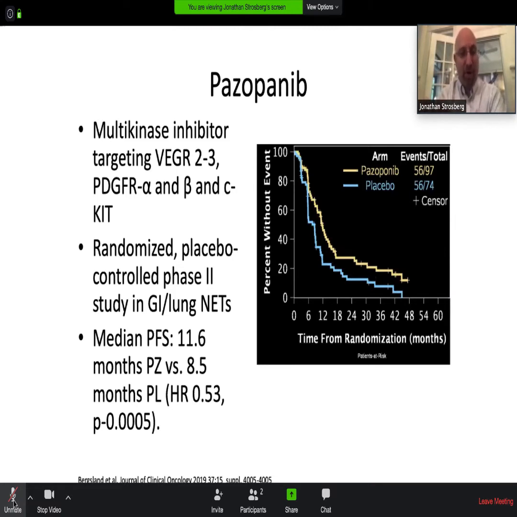It's a relatively small trial. It was a little over 100 patients. It hasn't yet been endorsed by several guideline organizations. I think there's a desire to see larger clinical trials before this drug becomes approved. But it was the first angiogenesis inhibitor to show activity in gastrointestinal and lung NETs, as opposed to Sunitinib, which was approved for pancreatic neuroendocrine tumors.